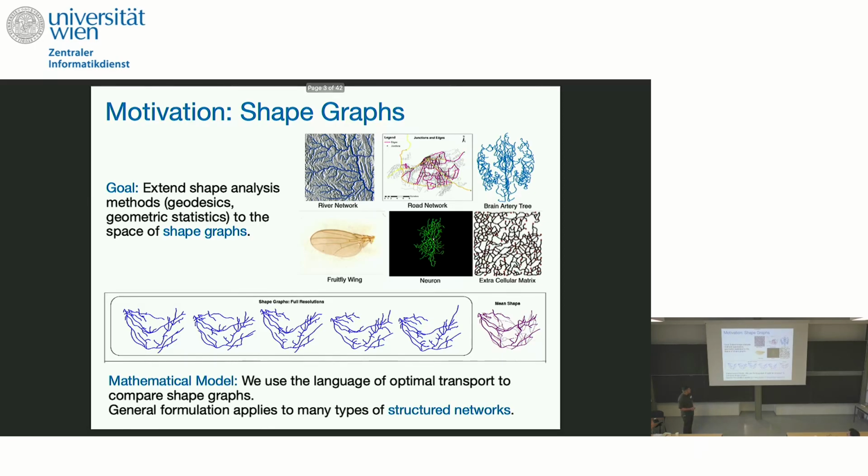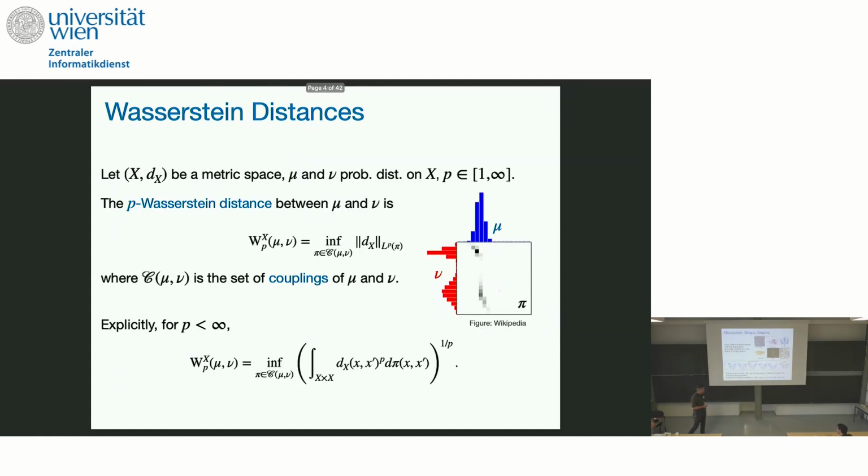So the model that we'll use is based on optimal transport. And we'll develop this tool which allows us to compare shape graphs, but in fact is really much more general, and will allow us to compare all sorts of structured networks. Okay, so let's dive into that.